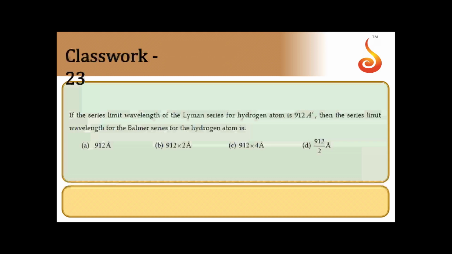So options are in terms of 912. Series limit for Lyman series means for Lyman series n1 is equal to 1, n2 should be equal to infinity for series limit. So 1 by lambda is equal to R into 1 by 1 square minus 1 by infinity. So 1 by lambda is equal to R. So lambda is equal to 1 by R, that is equal to 912. They have given this. This is 912 angstrom.